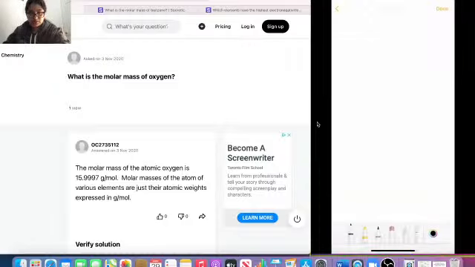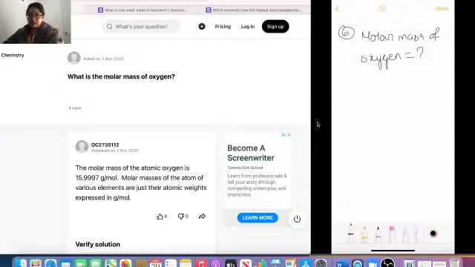Okay, our next question says, what is the molar mass of oxygen? Okay, and so to derive the molar mass of any element or compound, if it's a compound, you have to first break those down into their individual elements. And in this case, we're talking about just one element here, it's oxygen. So molar mass of oxygen.